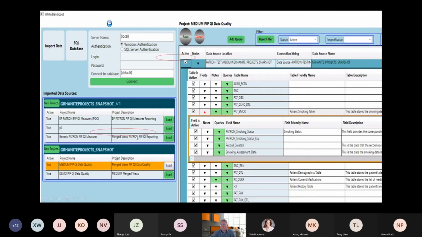So if I zoom in just a little bit, what's happened is we've connected to a couple of different databases, and the lower one here that's highlighted, what we've actually done is we've run two different analyses, if you like, for two different projects against Granite Project Snapshot. So this is just a database, and we've wanted to look at different sets of tables and fields from them.